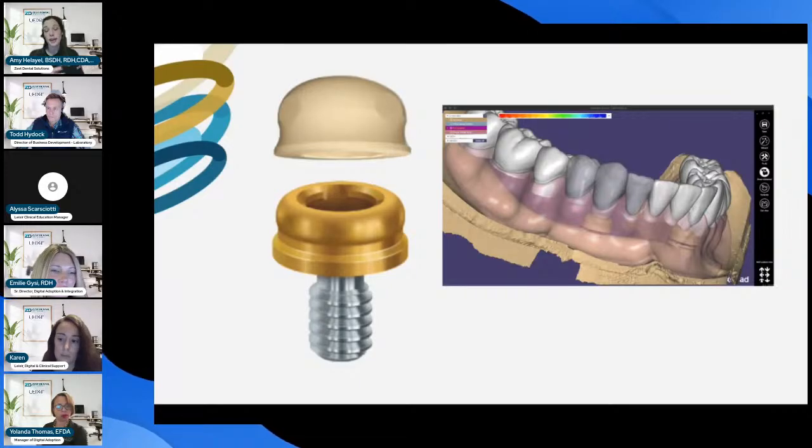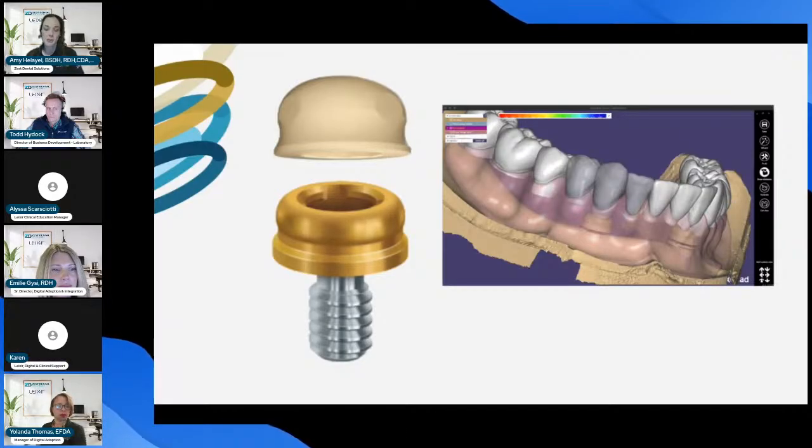Currently, as it stands right now with Zest, our digital workflow consists of our scan body. The scan body is that tan cap that you see on the screen. It's made out of a rigid PEEK material, and it snaps onto the top of that locator abutment. And just like I mentioned with our impression copings, the scan body is universal. It can fit on any locator abutment.